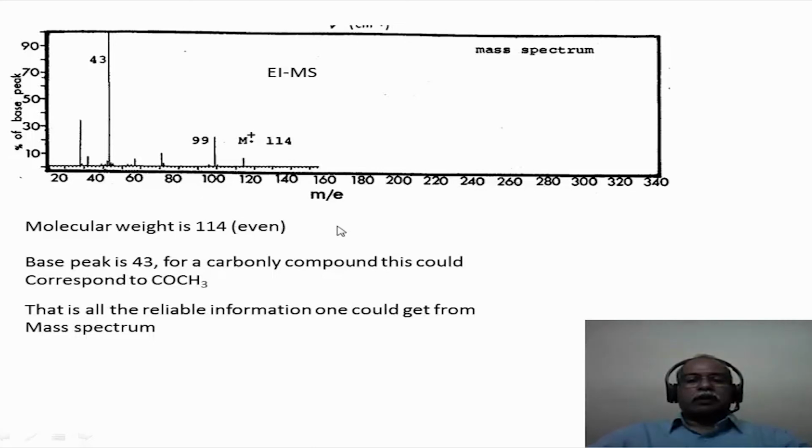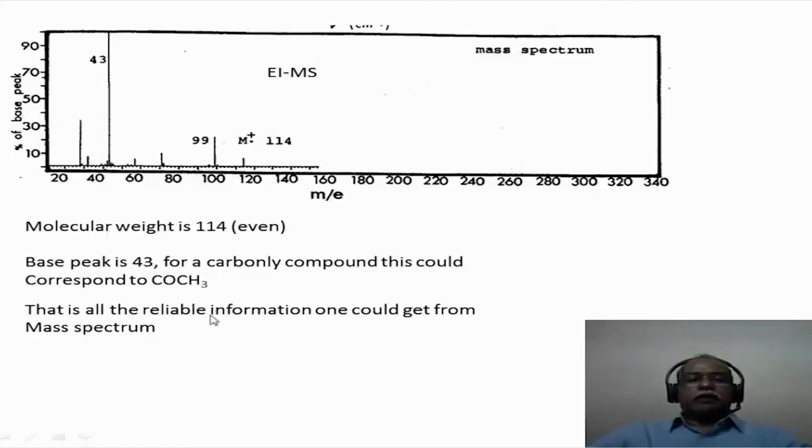You can be sure now that there is no nitrogen, at least there is no odd number of nitrogen in this particular compound. The only other peak that you see, a very intense peak, is the 43 peak. The 43 peak could correspond to the CH3CO group, the acetyl group, because it is a carbonyl compound. It is most likely an acetyl group, and that is the base peak in this particular spectrum.